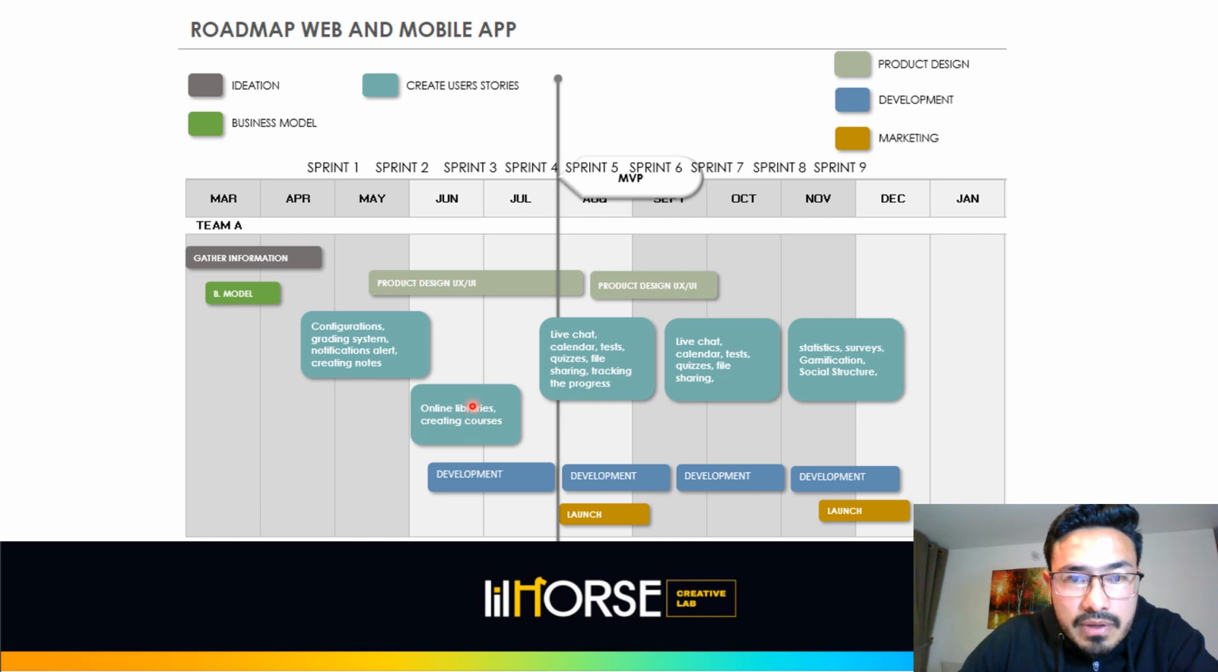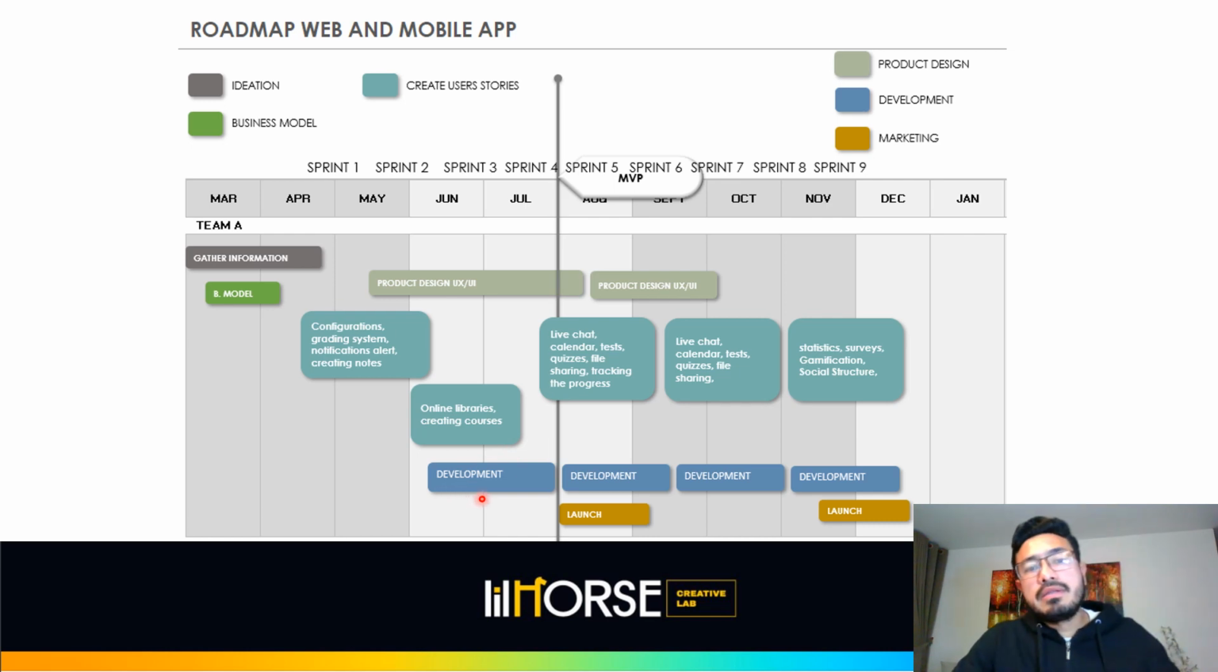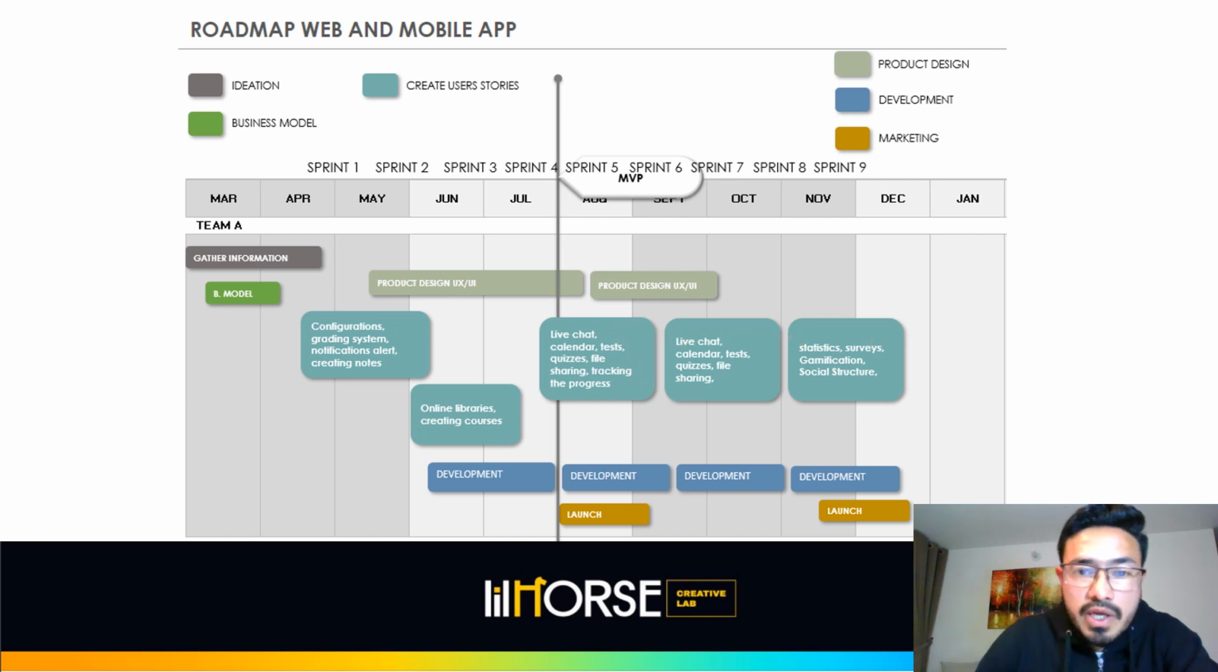And the team can create other user stories, for example, online libraries and creating courses. And then the development team can start to develop all these features. Okay, so I consider that in sprint 4 you have a good MVP. But then with sprint 5, 6, or 7, you are going to develop the other features, okay.